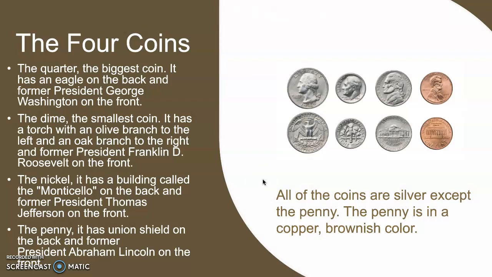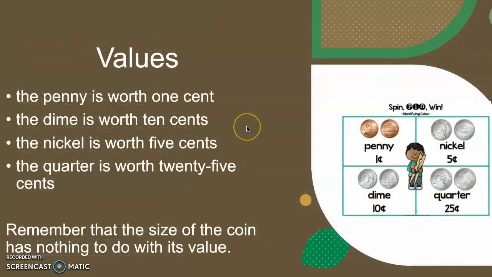So here they are. They're all different sizes, they're all circles, and they all have different symbols on the back and the presidents on the front. And their values, which is very important to know. The penny is worth 1 cent. The dime is worth 10 cents. The nickel is worth 5 cents. The quarter is worth 25 cents. As you can see on the picture, the penny is 1 cent, dime 10 cents, nickel 5 cents, and the quarter is 25 cents.